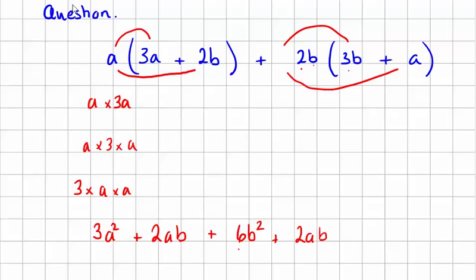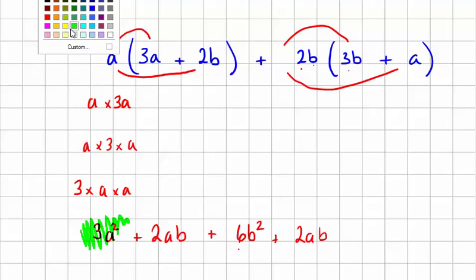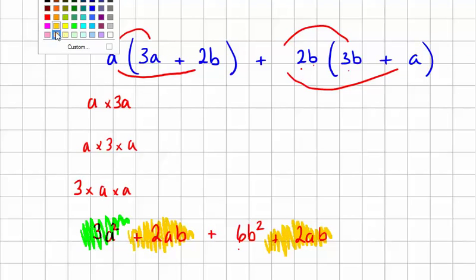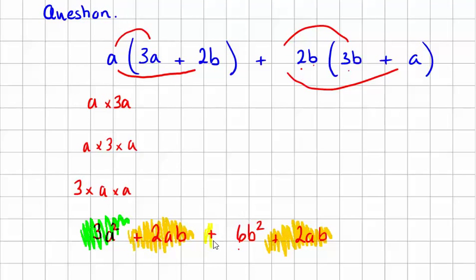Then I can collect my like terms. So, how many different terms have I got here? 3. So I've got terms with A squared. There aren't any more, so I've got to change my colour. I've got a term with a plus AB. Is there another AB? Yes, there is. There it is. Another 2AB. And then I've got a term with a B squared. Now there's only one B squared.